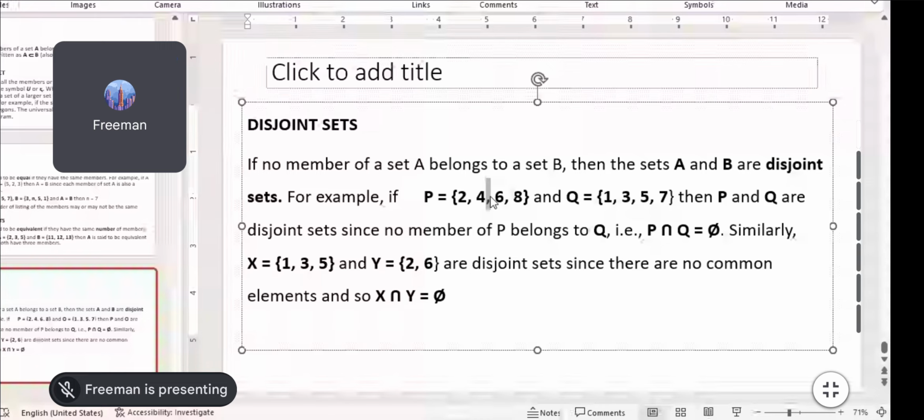Once you cannot see something in P that is also in Q, or you cannot see anything in Q that can be found in P, the two sets are what? Disjoint. They are not connected. They are not joined.